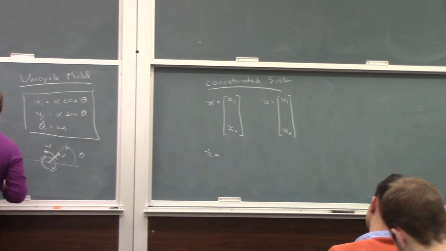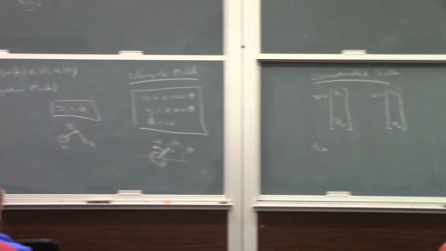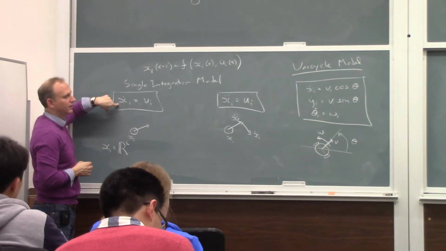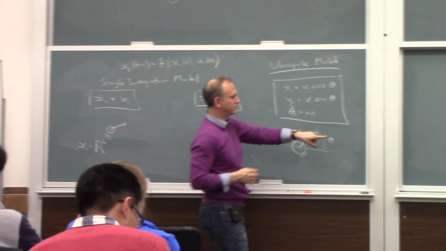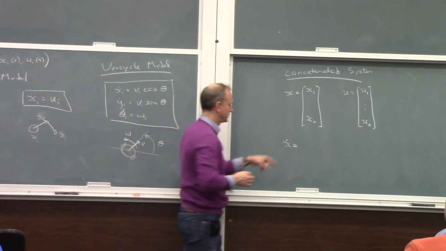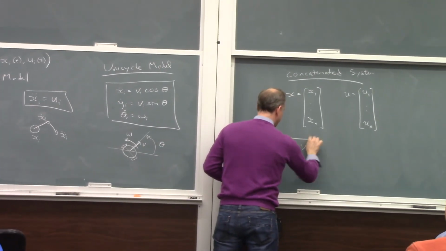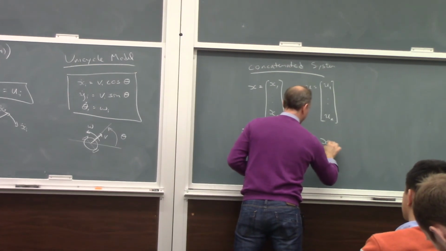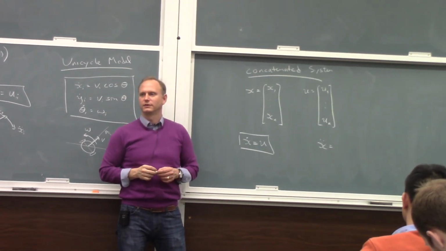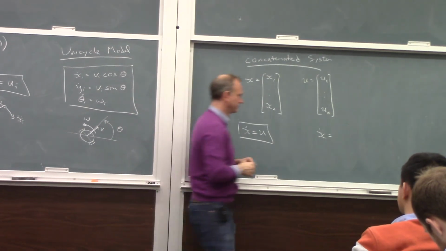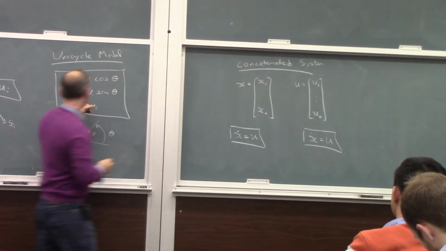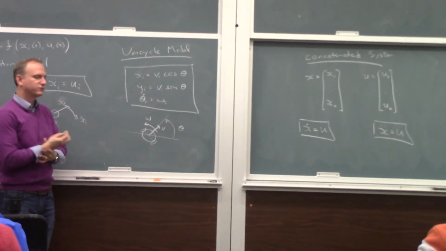So then what is the concatenated model for the single integrator robot? X dot equals what? Very simple. U. X dot equals U. What is the concatenated model for the double integrator robot? X double dot equals U. Same thing. For this one, it's a little bit more complicated, but that's okay.